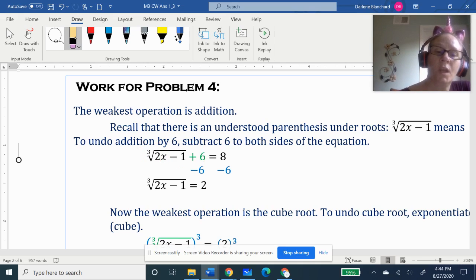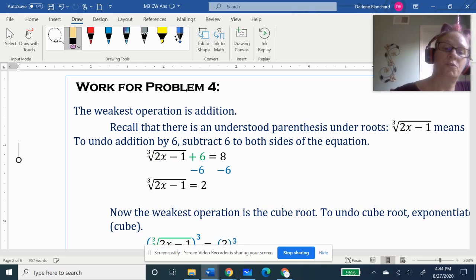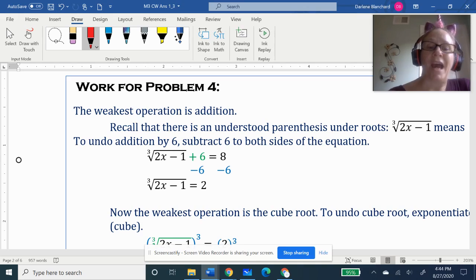So I'm looking for the weakest operation. Know that there is an understood parentheses anytime a root is drawn. So that means that the subtraction under the root is as strong as a parentheses. It is very strong. It is stronger than the root itself. So the plus 6 that is outside the square root is the weakest operation.